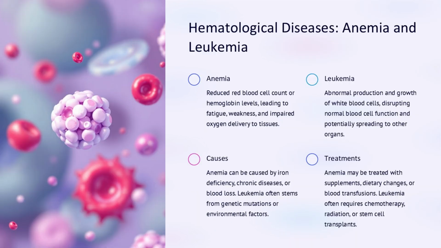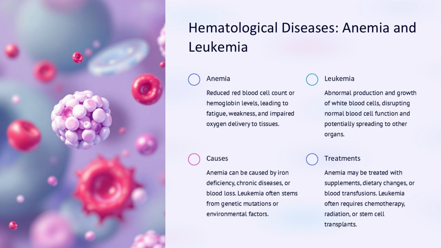symptoms. Anemia is a condition where there is a reduced red blood cell count or hemoglobin levels, leading to fatigue, weakness, and impaired oxygen delivery to tissues. Leukemia is a type of cancer where there is abnormal production and growth of white blood cells, disrupting normal blood cell function and potentially spreading to other organs.